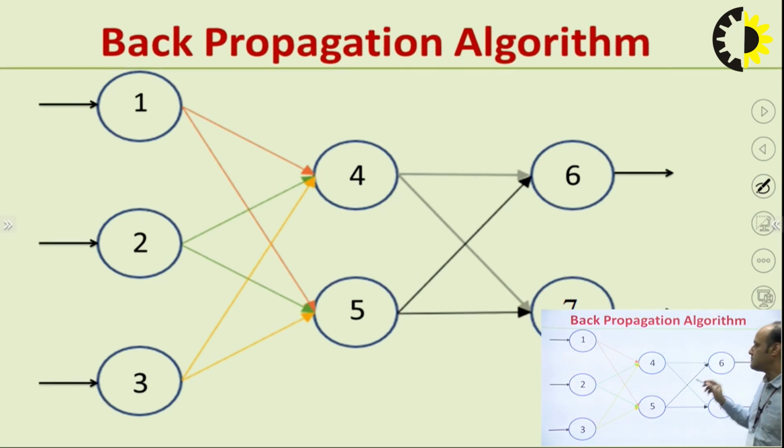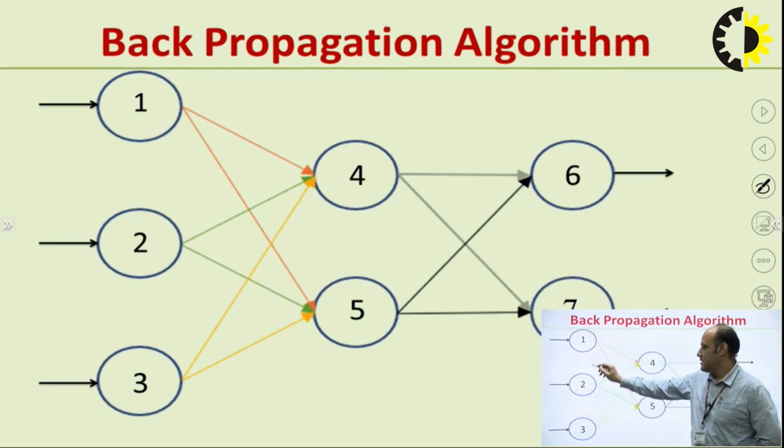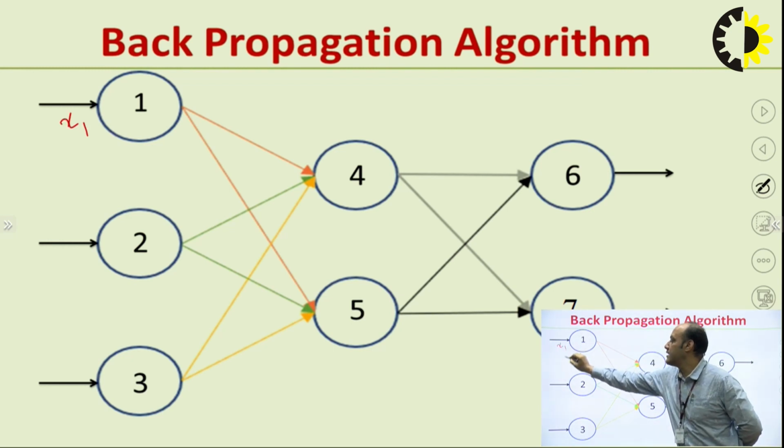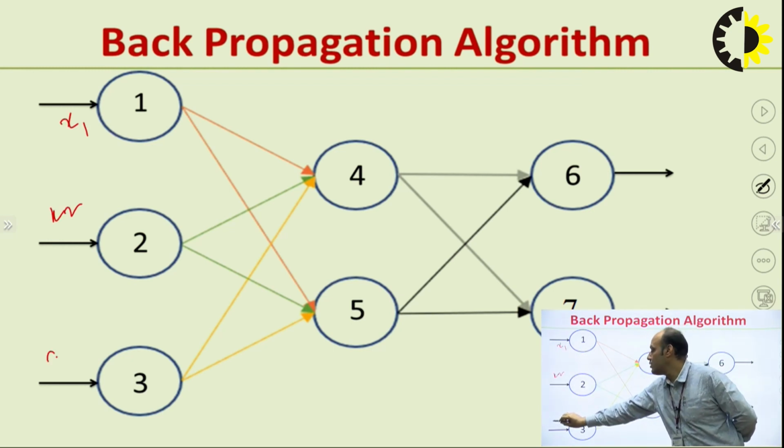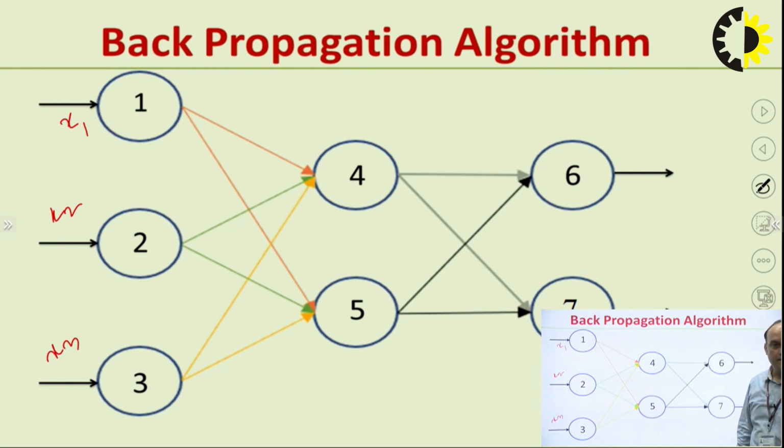See, this is my input layer. For example, for easy understanding, I am taking the input layer x1, x2, x3, 2 units at the hidden layer and 2 units at the output layer, for example.